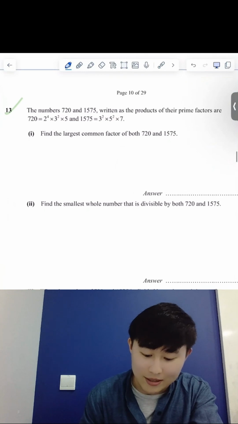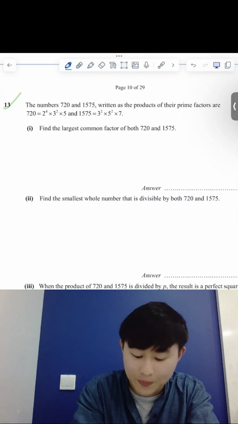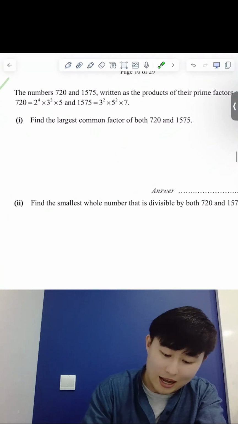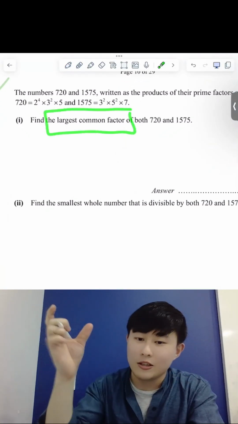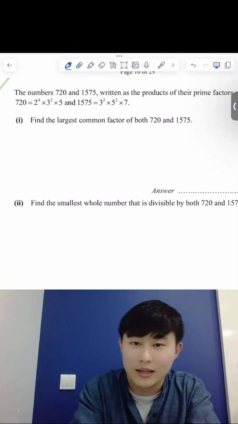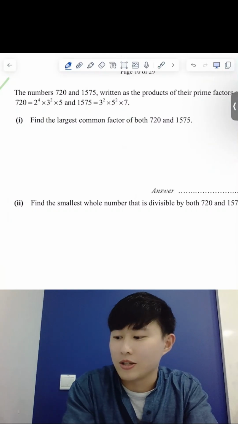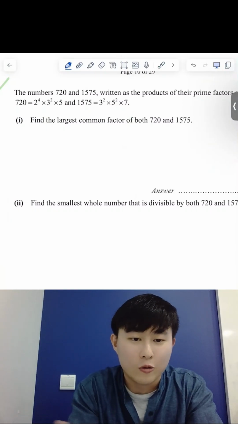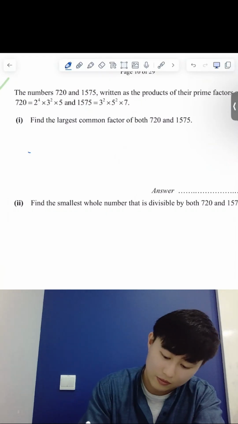Okay, prime factors are given to you, so you have to go and key into calculator. Find the largest common factor. Okay, what is largest common factor? What is the keyword that I'm looking for? Does anyone know? What are they hinting at you or prompting you to do?